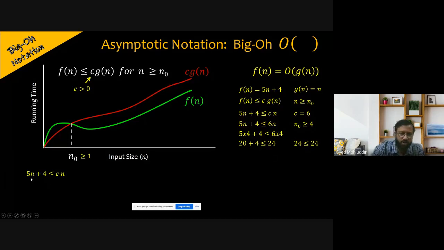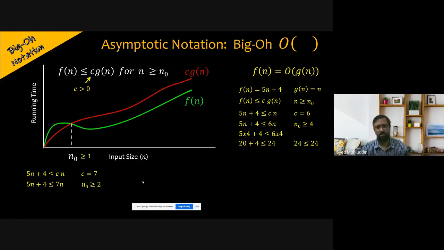What if f of n, 5n plus 4, is less than or equal to c of n, where c is 7? Will it satisfy? Yes. It satisfies if c is 7 when n0 is greater than or equal to 2. So these are only some of the possibilities. There may be infinite possibilities of c and n0. We have taken one c value as 6, and when n0 is greater than or equal to 4 and c is 6, the equation is satisfied. When c is 7, n0 greater than or equal to 2, this equation is satisfied.